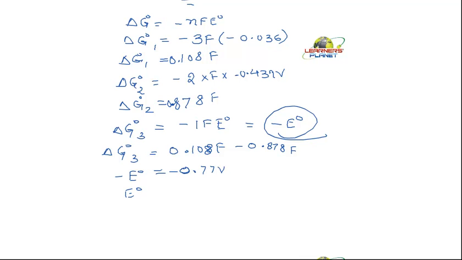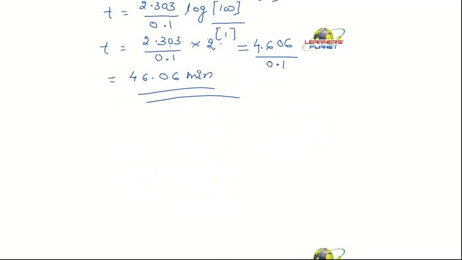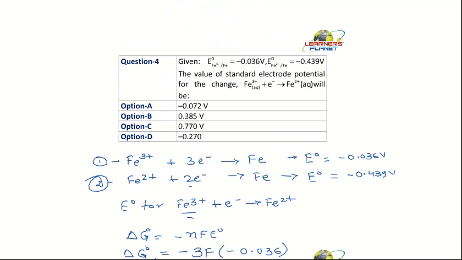So your E naught value, how much would it be? 0.77 volts. So 8 minus 8 is 0, right, and 8 minus 1 is 7, so minus. So we have got the standard electrode potential for this equation as 0.77 volts.